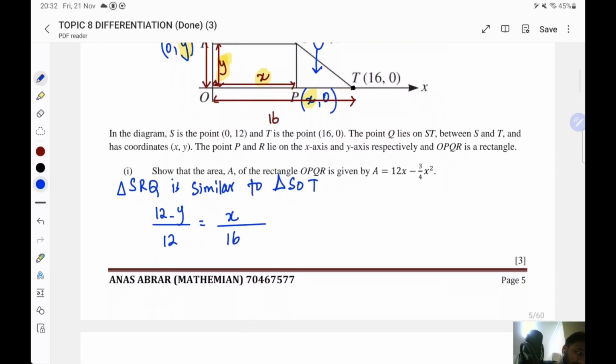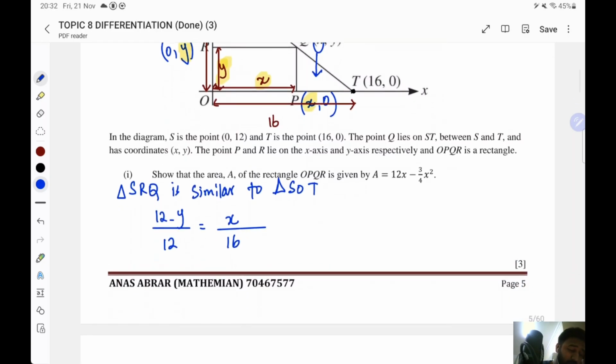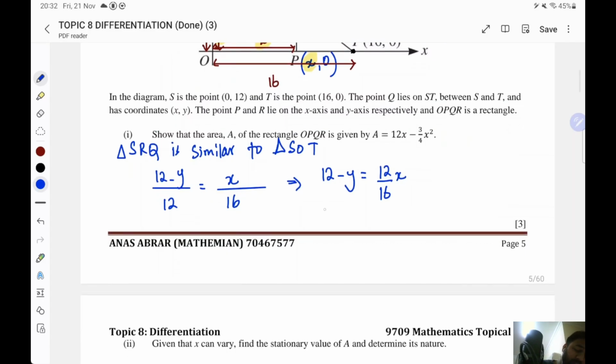If you simplify and find the value of y from here, 12 minus y will be equal to 12 divided by 16 x. So if I find y, y will be equal to 12 minus, which simplifies to 3 over 4 x. Now why did I make y the subject? Because there is no y in the question.